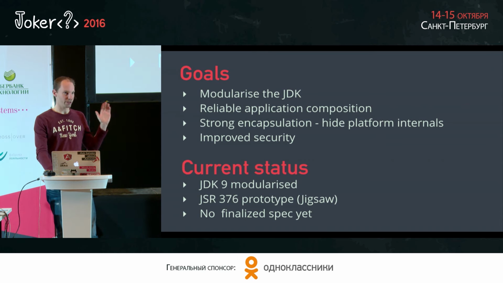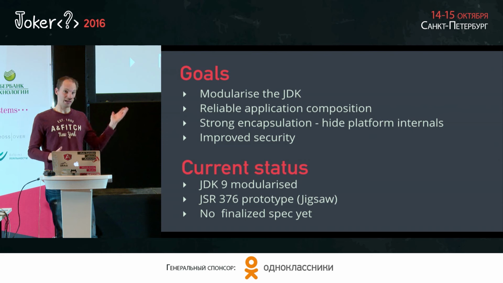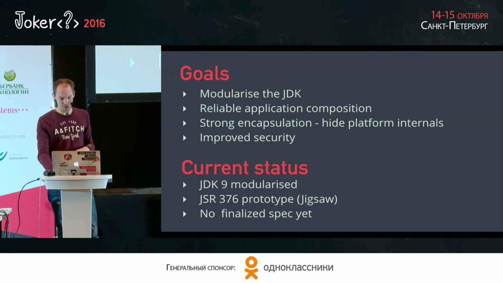So currently, what has happened in JDK 9 is that, yes, indeed, the JDK itself has been modularized. Also, there's, like I said, a prototype already for the module system that we as developers can use. And in fact, it is exactly the same module system that has been used to chop up the JDK, which is great. But again, there's no finalized spec yet. So everything we see here is probably somewhat in the right direction, but the details may still change.